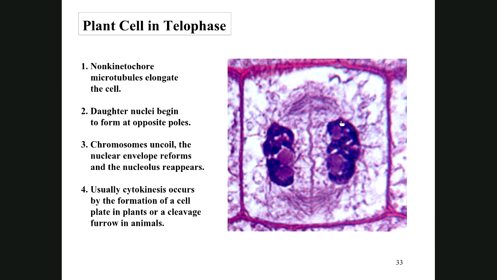And in telophase, you know you're in telophase because you see cytokinesis occurring here. Usually cytokinesis occurs by the formation of a cell plate in plant cells, and we saw that it was a cleavage furrow in animal cells. So when you see the cell plate in plant cells, you know you're in telophase. When you see a cleavage furrow in animal cells, you know you're in telophase.